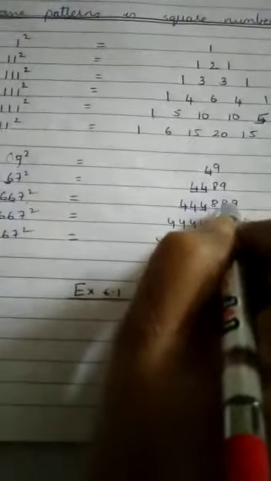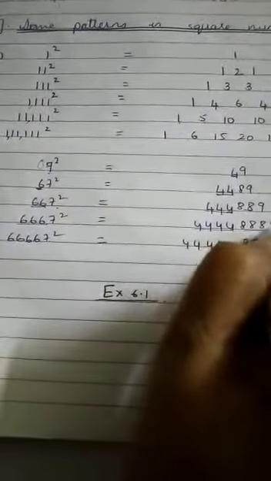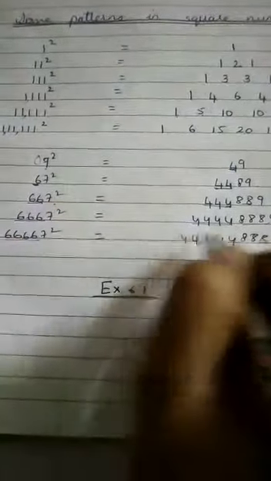Next pattern that we see is 7 square. 7 square is 49. 67 square, when there is a 6, we have, when there was no 6, I had 4 and 9. So when there will be 67, it will be 4489. Then it came 667. So there were 2 6s, so I have 3 4s and 2 8s. When there were 3 6s, I have 4 4s and 3 8s. If I have 4 6s, I have 5 4s, 4 8s and 9.